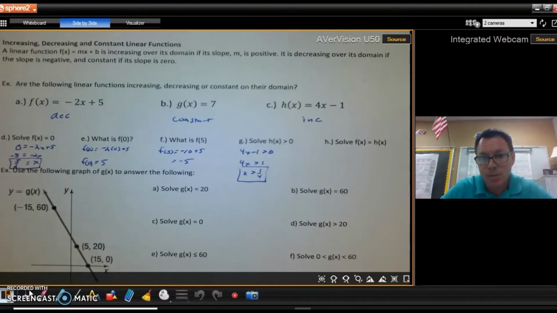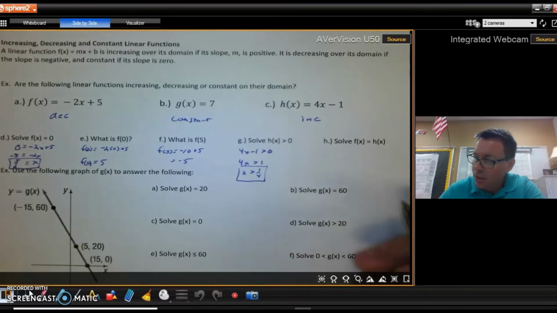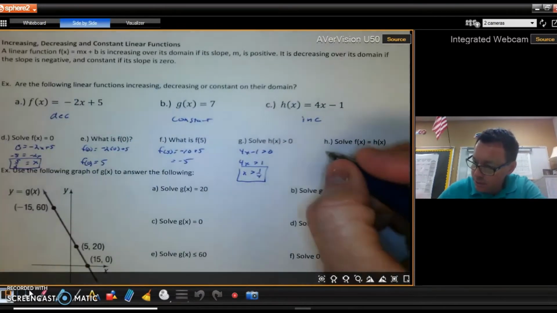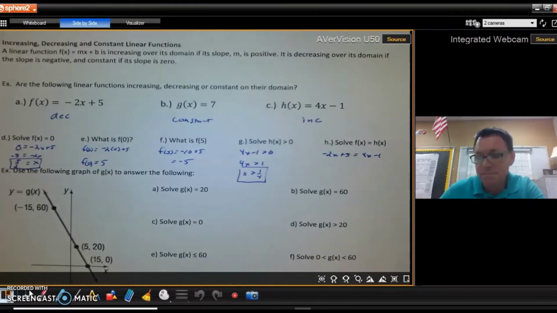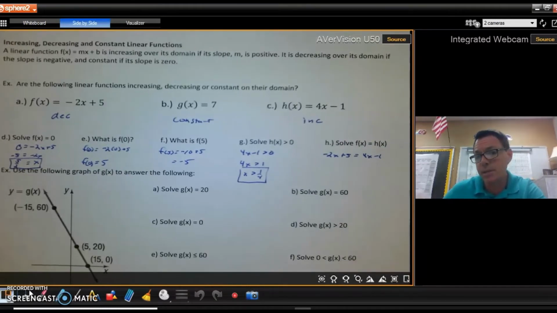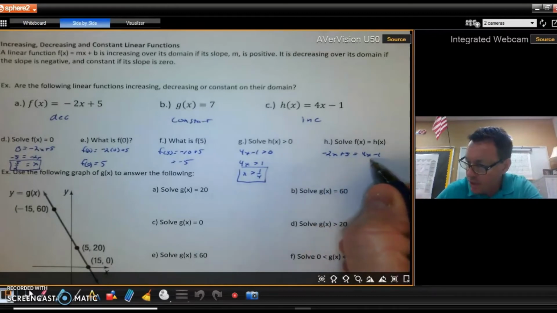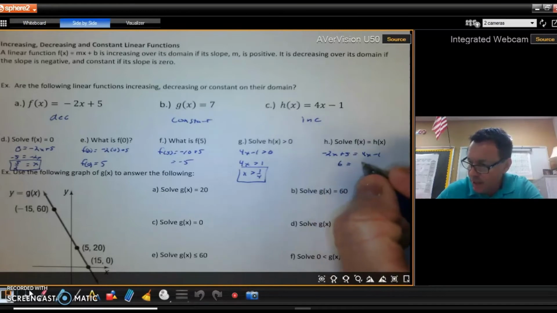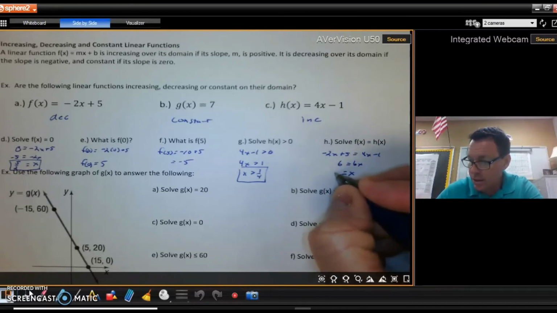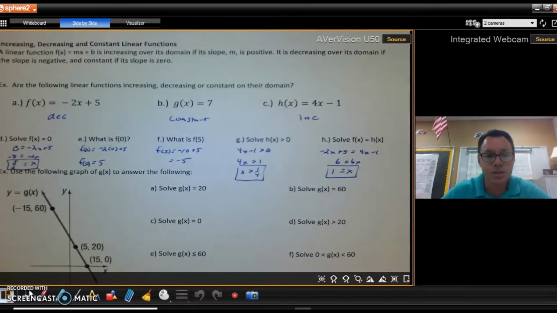Last one. Solve f of x equals h of x. When do those two functions equal each other? This is going to be important at the very bottom of this page as well. If I take these two functions and set them equal, so negative 2x plus 5 equals 4x minus 1, I could just solve for x, and that would tell me what x input value has the same y value for both of those functions. So I would move the 2x to the other side, and I would move the minus 1 to this side. So it's going to give me a 6, and it's also going to give me a 6x, so x equals 1. So when x equals 1, those two functions have the exact same value.